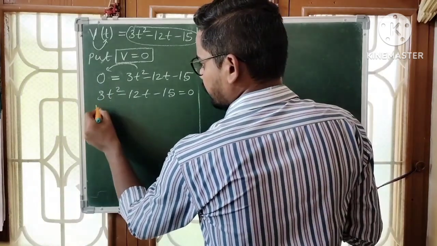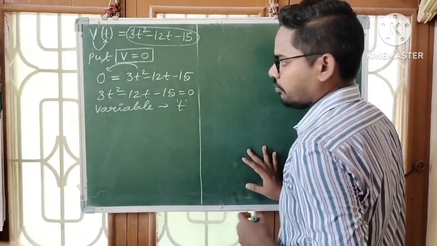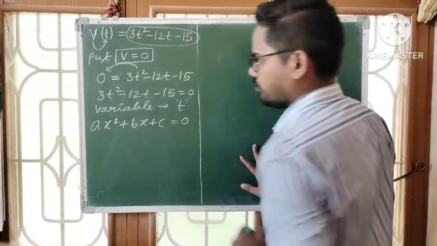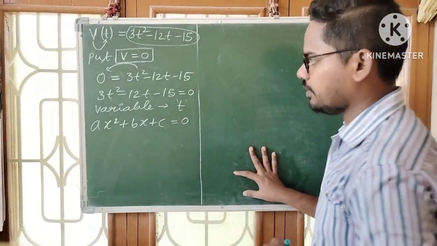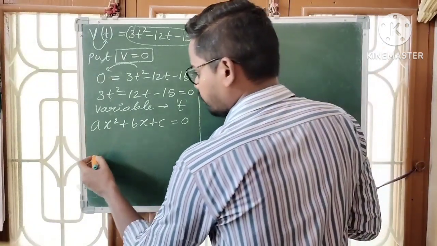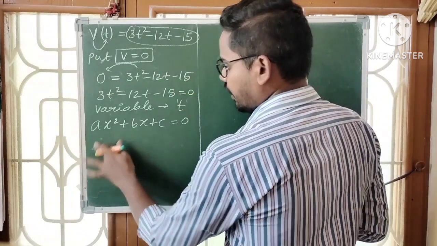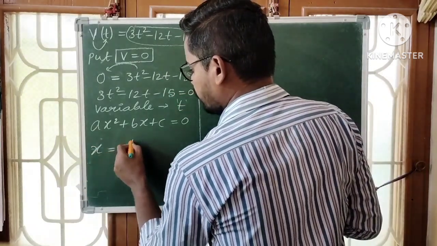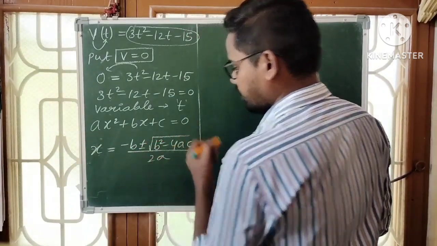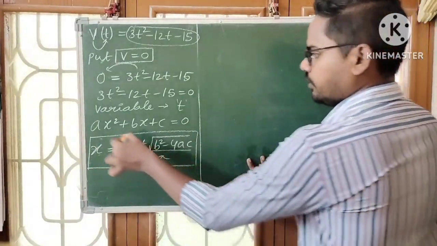What is the variable in this equation? It is t, time. We know that the general form of a quadratic equation is ax square plus bx plus c is equal to 0. And what is the formula for finding the solution of a quadratic equation? The general formula: x is equal to minus b plus or minus root over b square minus 4ac, by 2a. This is a very important formula for finding the solution of a quadratic equation.